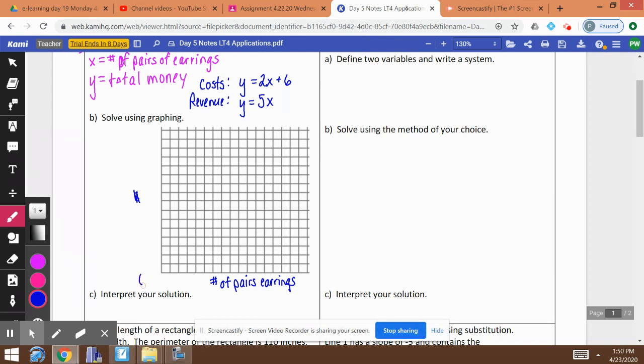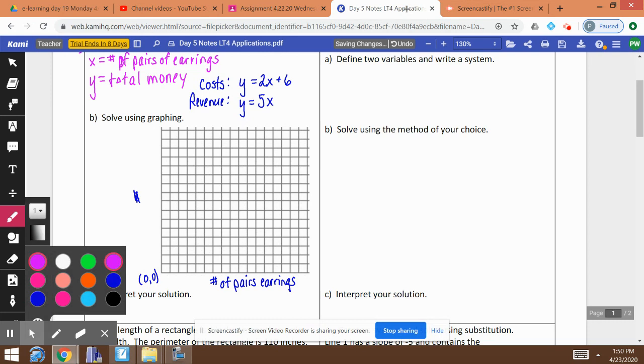So that means I'm going to make this on the bottom 0, 0. So we're going to graph it. Let's start with the 2x plus 6. So we start up 1, 2, 3, 4, 5, 6 up here, and it has a slope of 2.